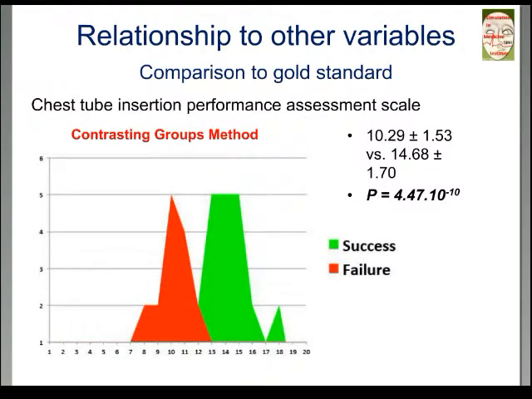For example, here you can see the distribution of scores obtained from the performance assessment scale of chest tube insertion, nicely splitting into two populations of participants according to the success rate. This is an example of contrasting groups method where the score of the scale is strongly linked to success. You can even go further with mathematical calculation pertaining to the cutoff score.